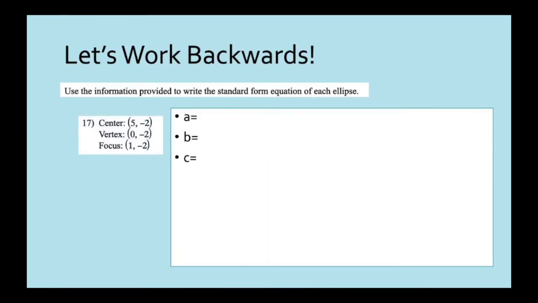Let's do number 17. This time we have a center, a vertex, and a focus. Because our center is at (5, -2), our equation starts out like this: x minus 5 squared, we don't know the denominator yet, plus y plus 2 squared, we don't know the denominator yet, equals 1. We will be looking for those denominators.